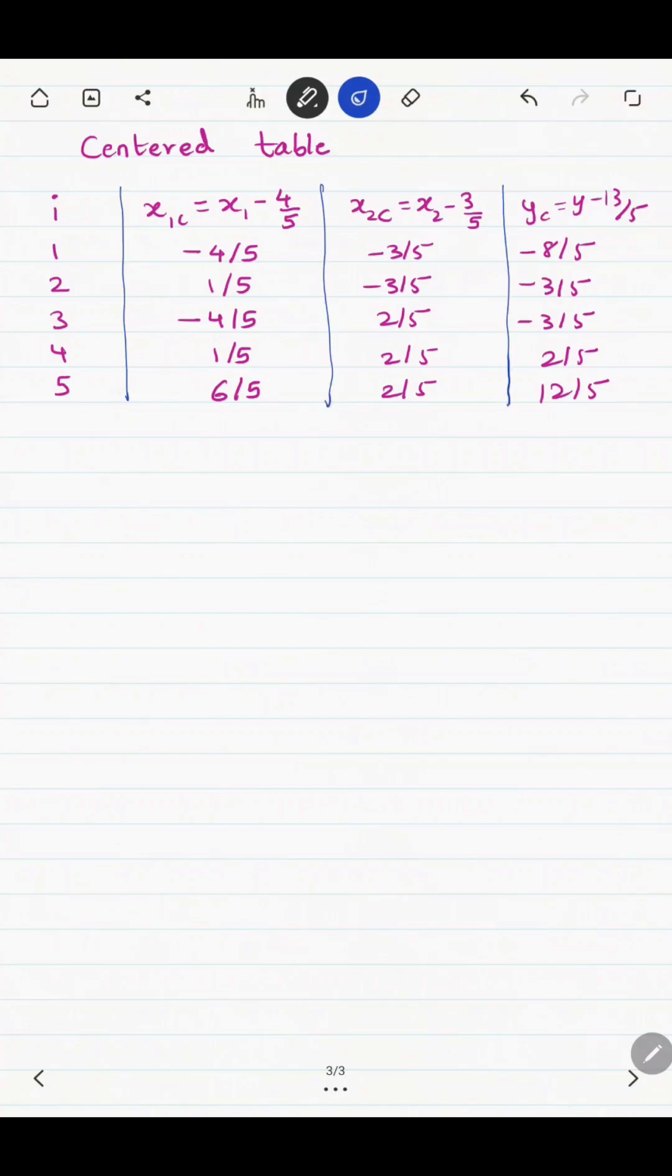The next step is we have to calculate the sums. So the sum S11 is summation x1c squared. That means we'll have to square each one of these values that we have found in this table. Okay, so each one of them has a denominator of 5, so we can take divided by 25 as common.